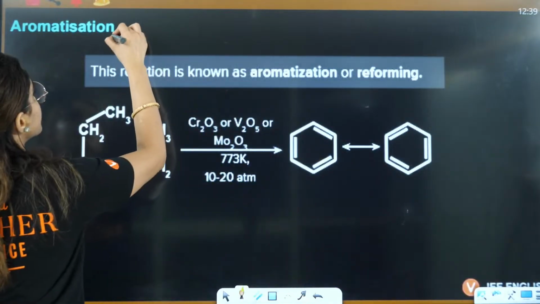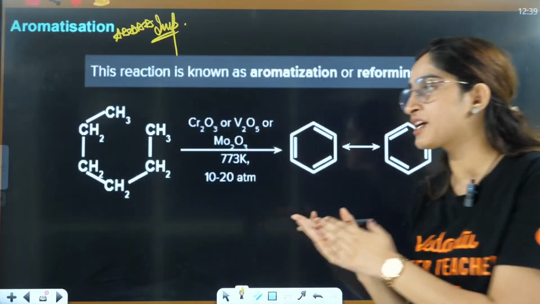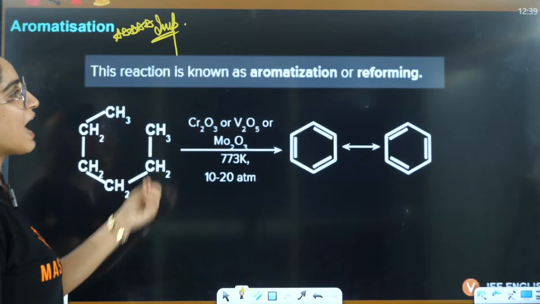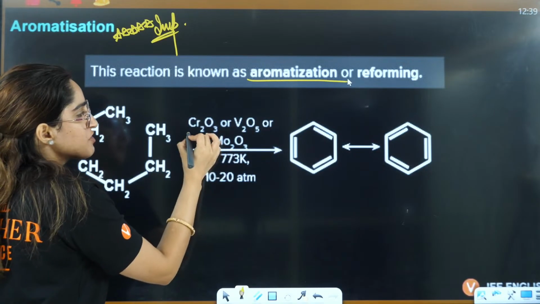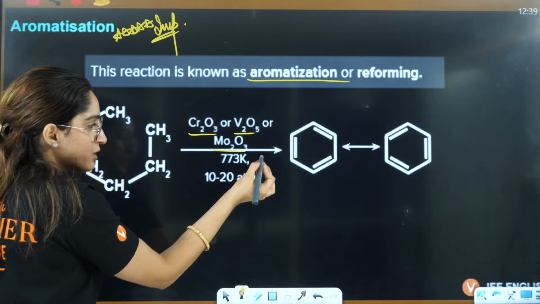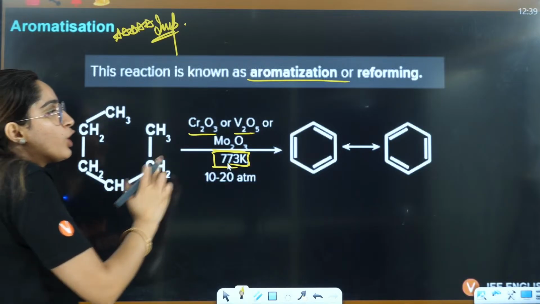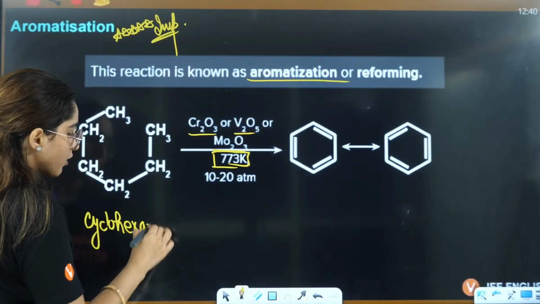Okay. Then the aromatization reaction. This is one of the most important reactions, guys. Mark it, very important. These reactions you should remember directly. This is actually a very important reaction that they ask you, right? So this reaction is known as the aromatization reaction. You have a simple open chain alkane, with the use of Cr2O3 or vanadium oxide or molybdenum oxide at a very high temperature, that is 773 Kelvin. With the same number of carbons, you will have the formation of an aromatic compound. Like from cyclohexane, this is a very important reaction, guys.